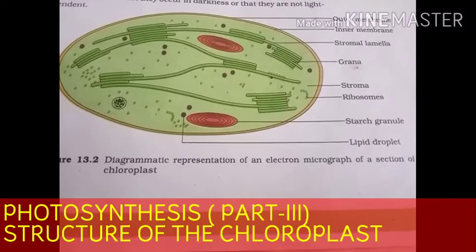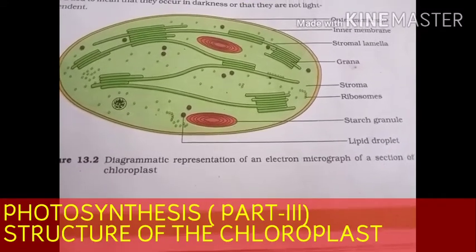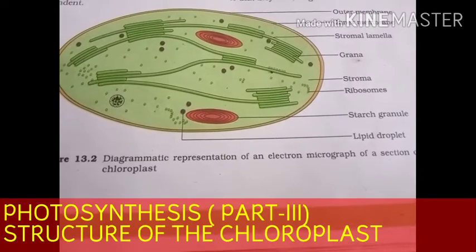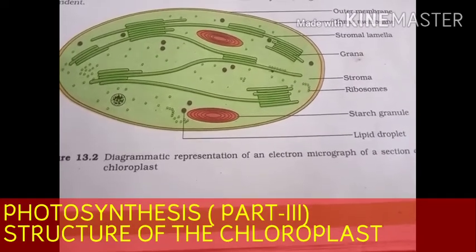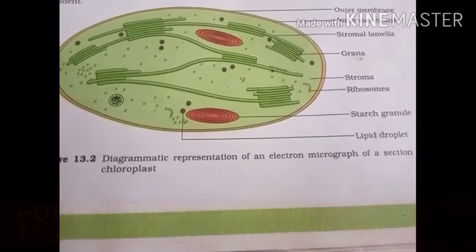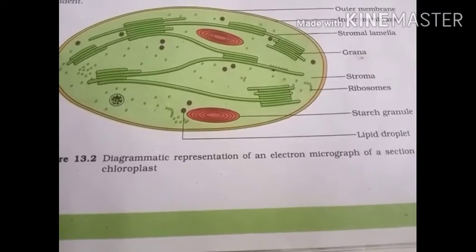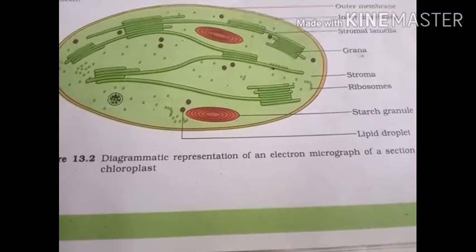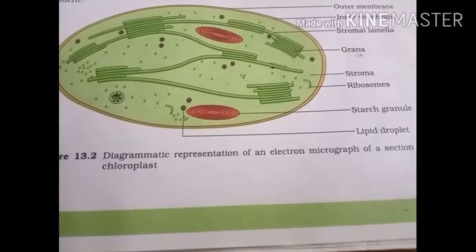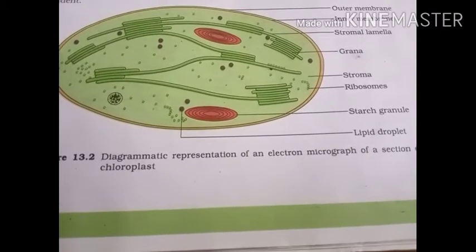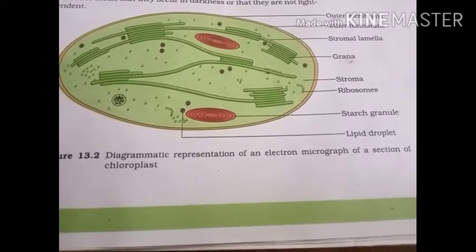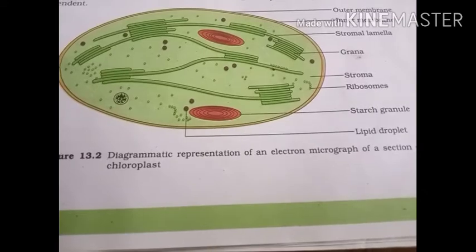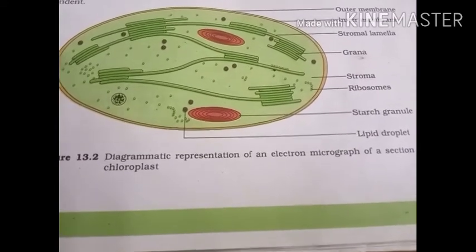Today we'll discuss where photosynthesis takes place. As we all know, green plants are photoautotrophs, meaning they are able to prepare their own food in the presence of sunlight, and due to having specific pigments in organelles called chloroplasts. So today we'll discuss the structure of the chloroplast.